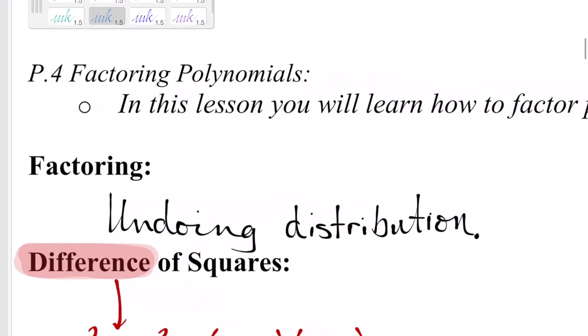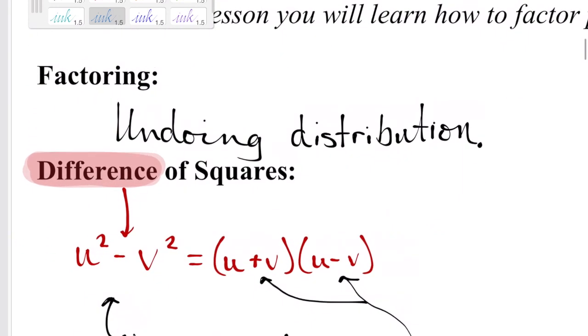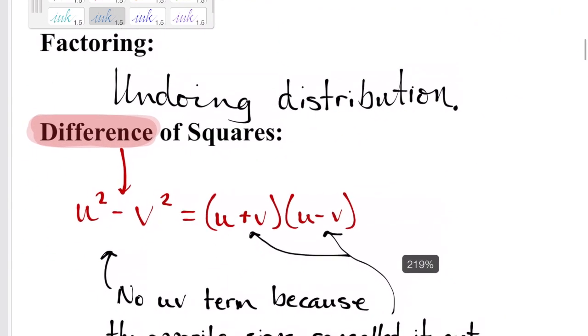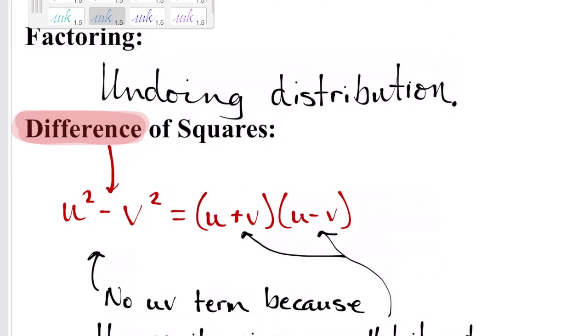Next thing I'm going to be looking at is factoring. And so factoring is when we're undoing the distribution process. So we just looked at putting some things together. We're now going to look at tearing them apart. One of the specials when it comes to factoring is the difference of squares. So we know this is the difference of squares because we have this minus sign in the middle.